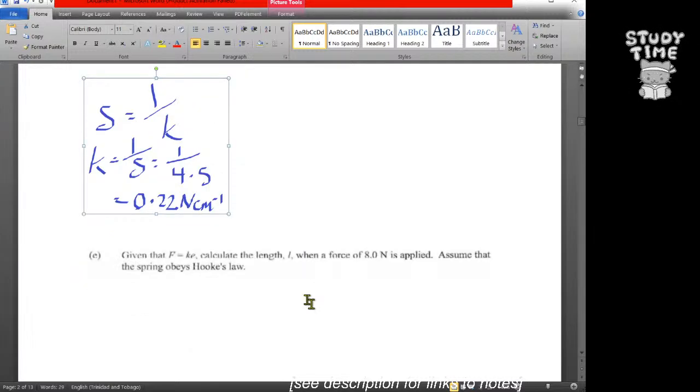Alright, given that F is equal to KE, calculate the length L when a force of 8 newtons is applied. N/cm is correct, Lisa.